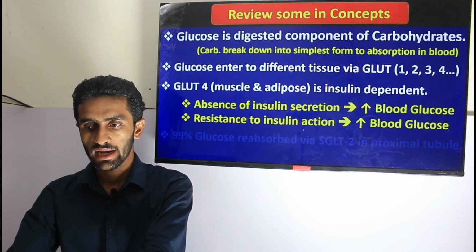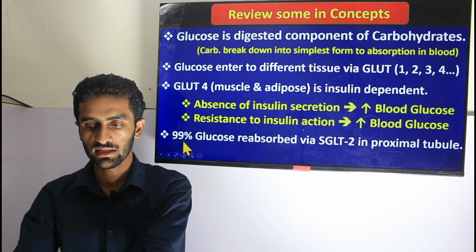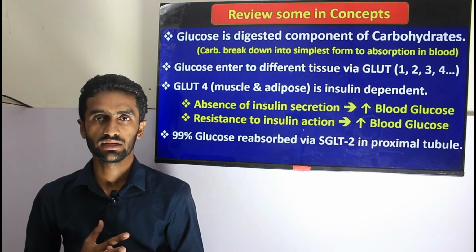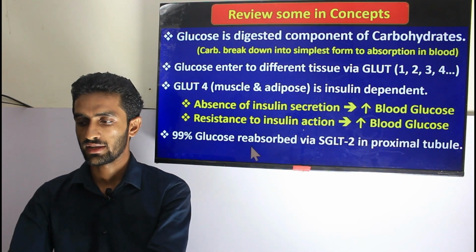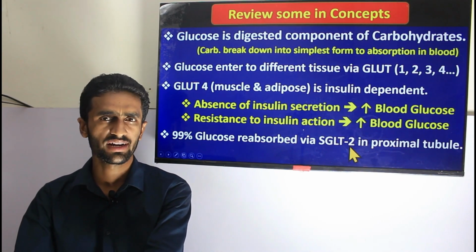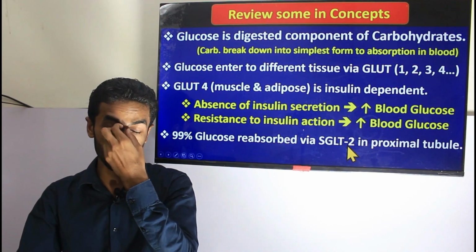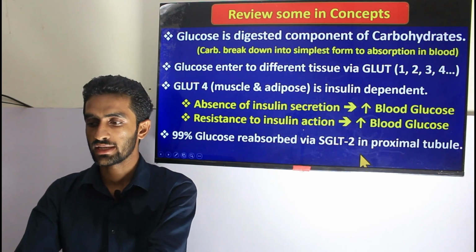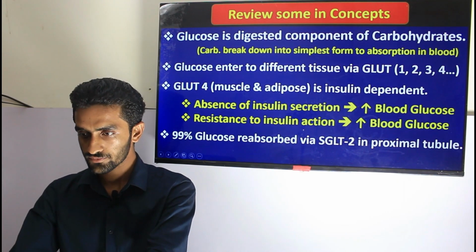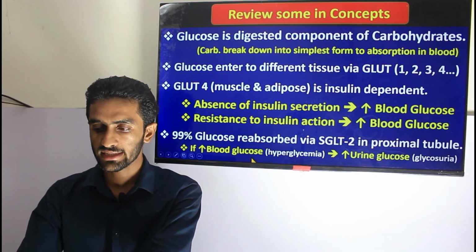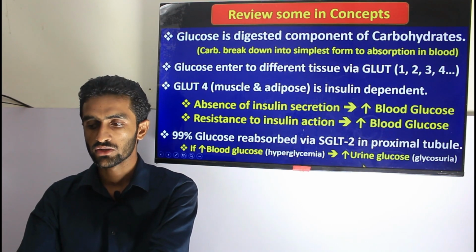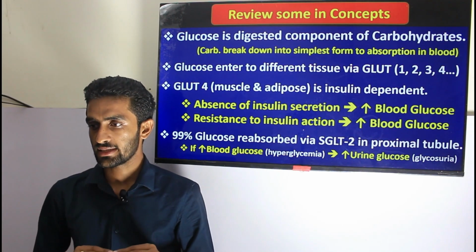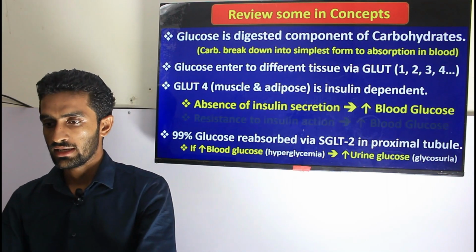Okay. And the other thing you should consider is that 99% of glucose is reabsorbed via your renal tubule. Okay, especially the proximal tubule via SGLT2 and SGLT1. But we should consider especially SGLT2. What is SGLT2? Sodium glucose cotransporter. Okay, which is present in the nephron. So if the blood glucose increases, what will happen? We call it hyperglycemia. So our urine glucose will increase. So we name it glycosuria. So these are some general concepts associated with your carbohydrate metabolism.